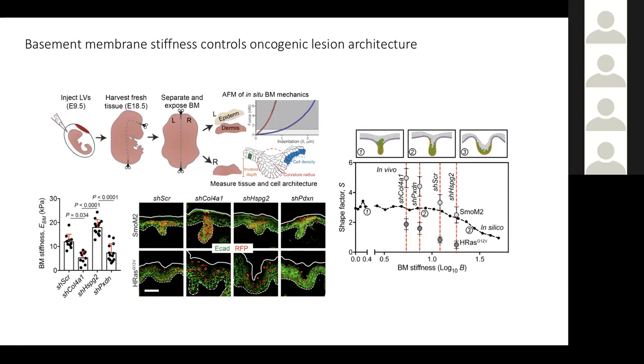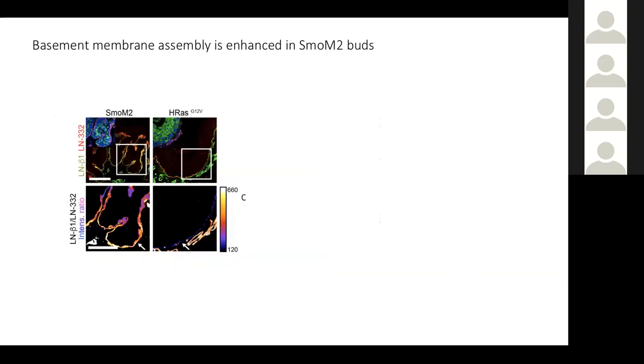And so it seems like this modulus is indeed important in driving the shape, but we're not all the way there in terms of describing what is really the distinguishing features of these two. But I think we're getting close. So the last thing I mentioned was that assembly of the basement membrane is important.